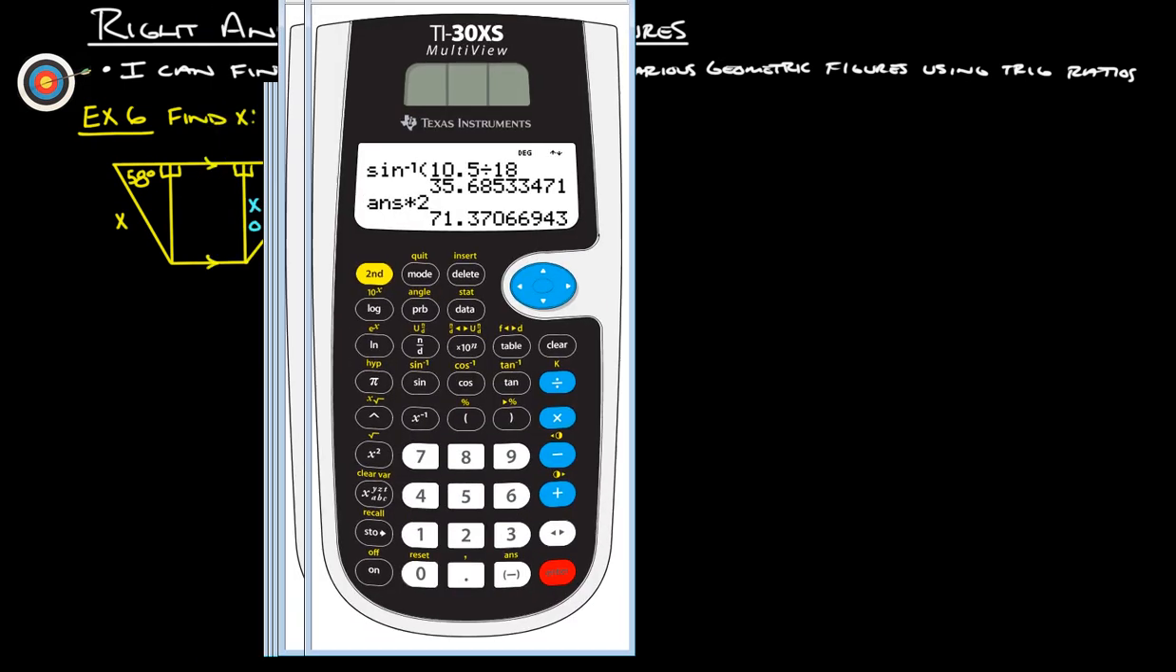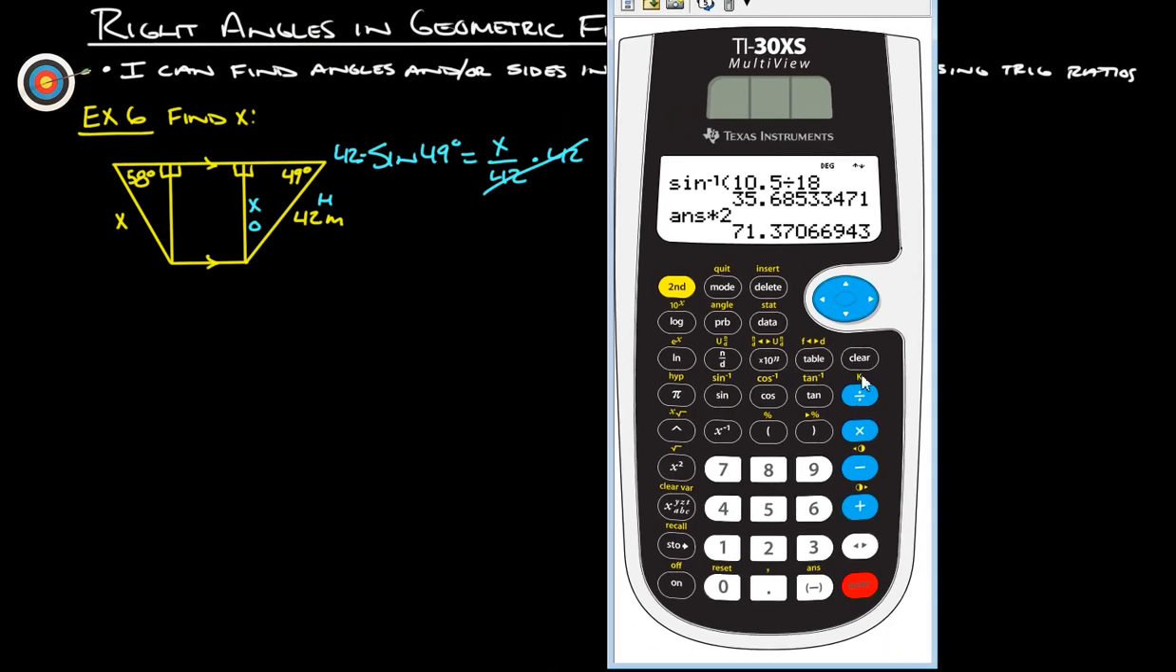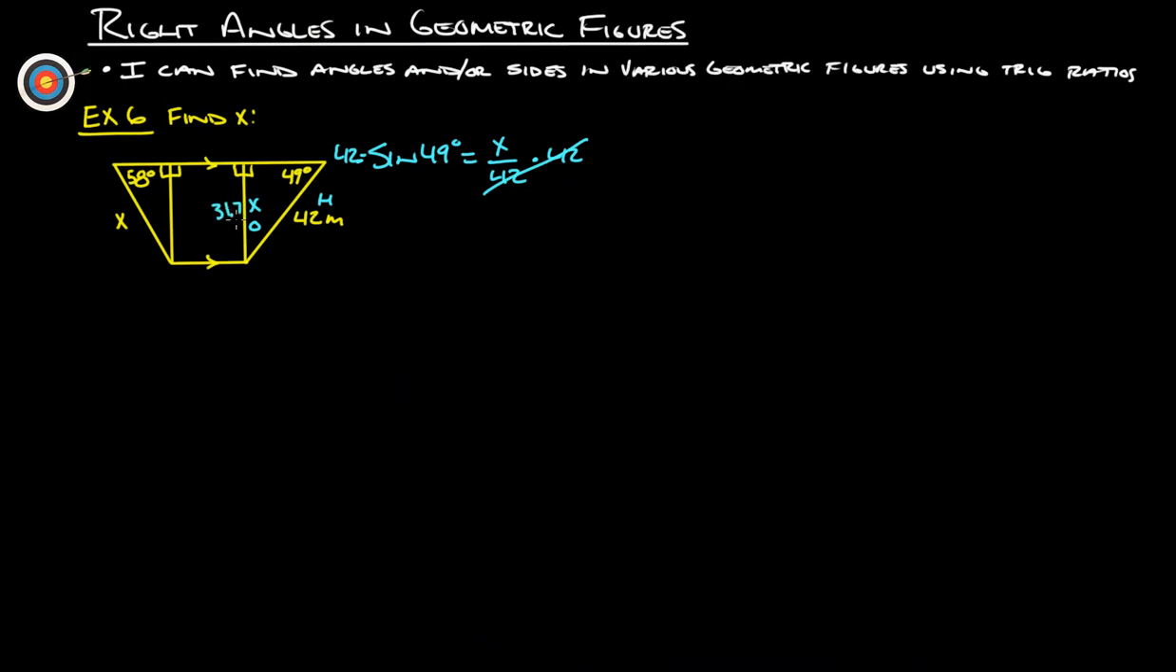Okay, so bring out our calculator. And then it's going to be 42 sine of 49 will give us that this length right here is 31.7, rounded off. And since these are parallel sides and these are right angles right here, that means that this is going to be the same length as well. So this is 31.7 as well.